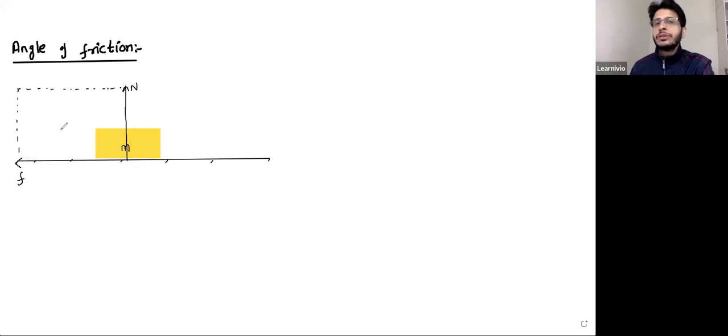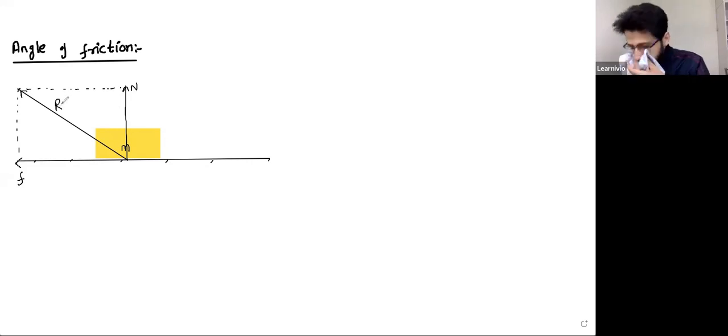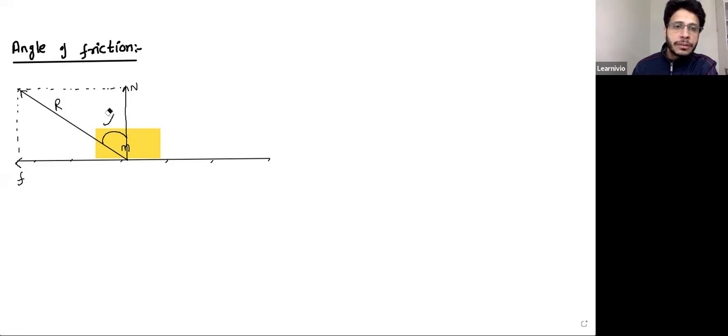This is the resultant of normal reaction and frictional force. The angle that this resultant makes with the normal reaction is represented by theta, and this is what we call angle of friction.